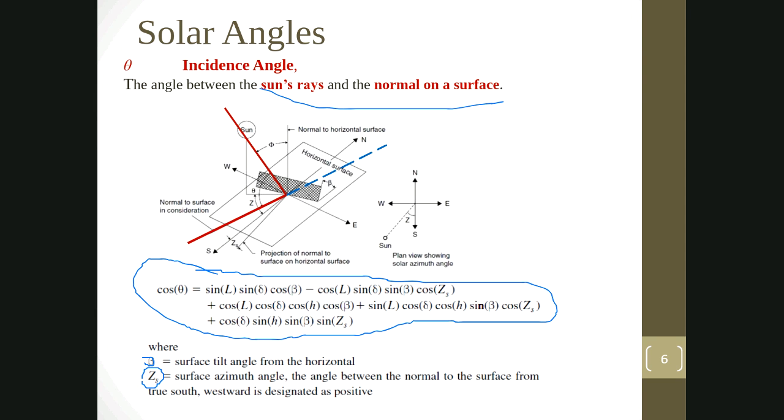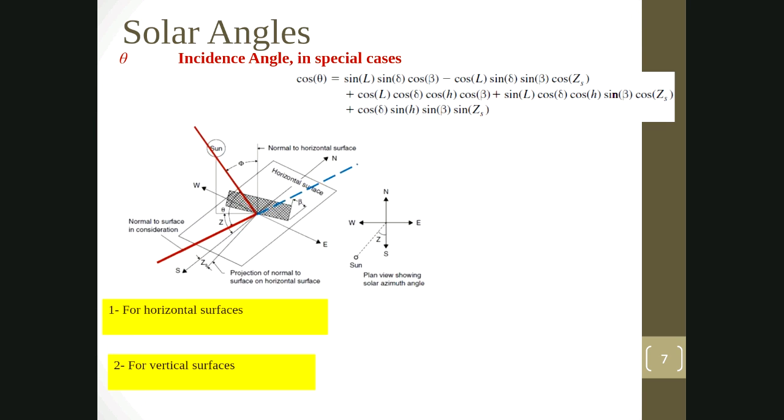We have two azimuth angles, one related to the sun, Z, which we talked about before, and now I am talking about the surface azimuth angle related to the surface. Both of them are measured towards the south, from the true south. This incident angle equation has special cases depending on my collector. Number one, two angles from this equation are related to the collector: the first is the tilted angle, the second is the surface azimuth angle.